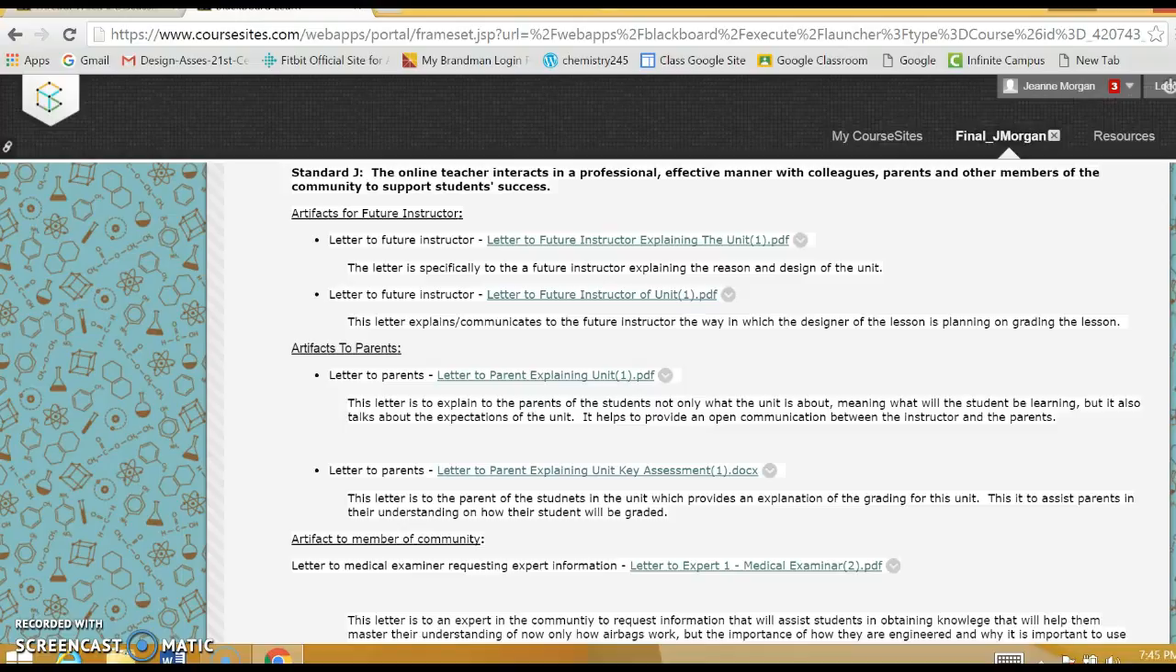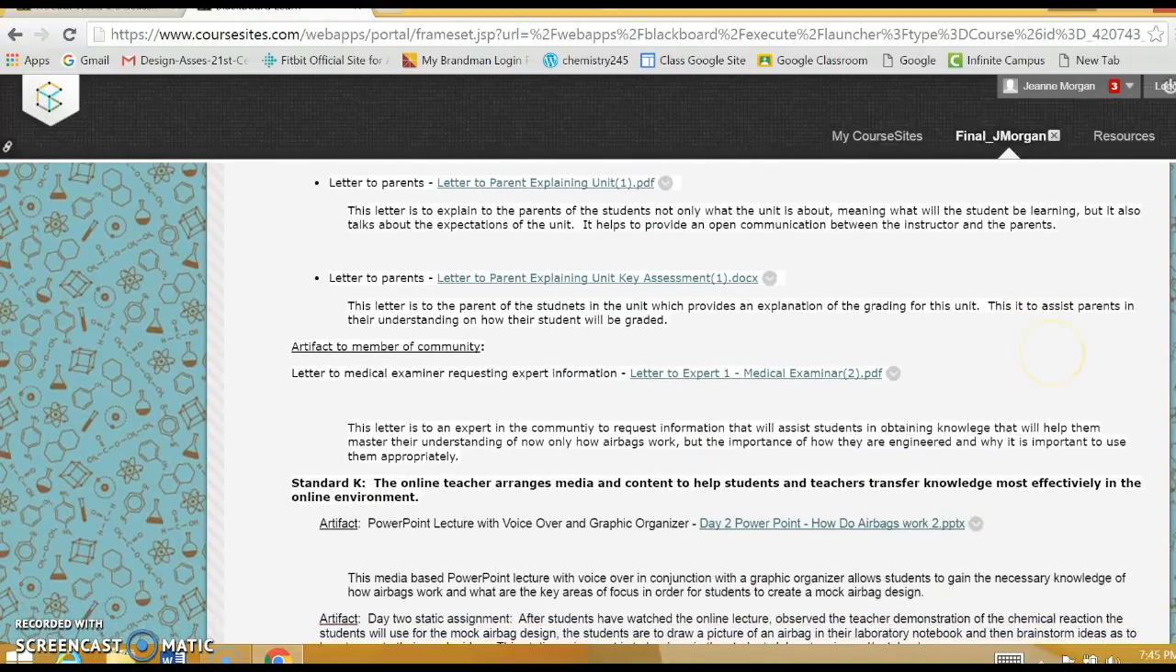And then the last thing, there's an artifact to a member of the community, specifically a medical examiner requesting expert information. This is designed to help students with their discussion board, where they will be obtaining knowledge to understand both the legal and ethical importance of wearing seatbelts, along with how airbags work, and allow them to engage with information and knowledge in a discussion.